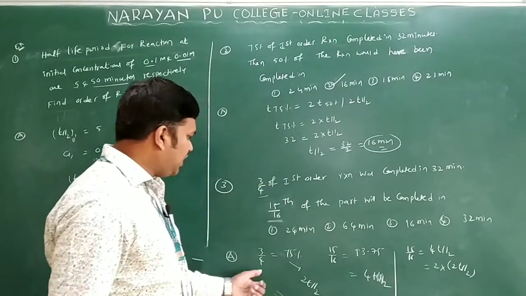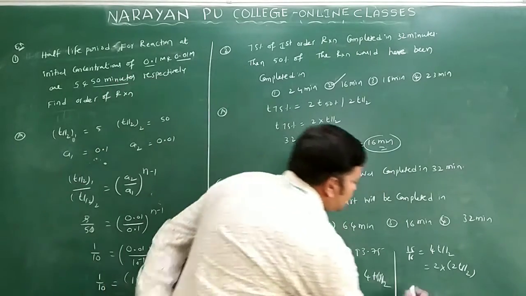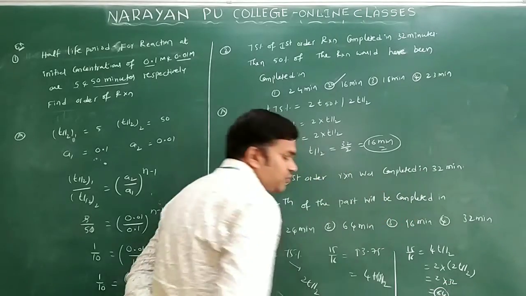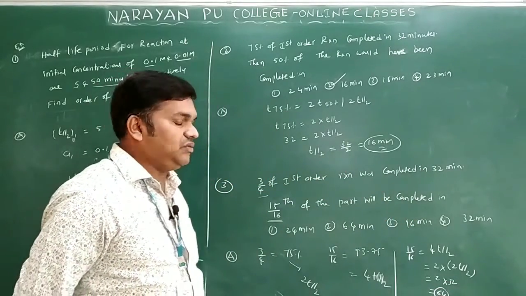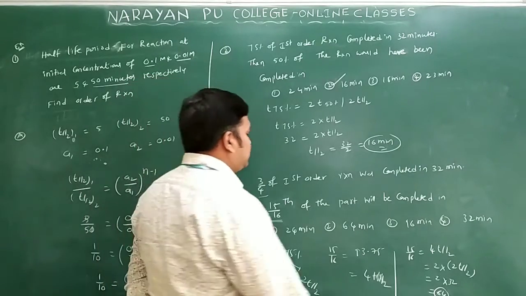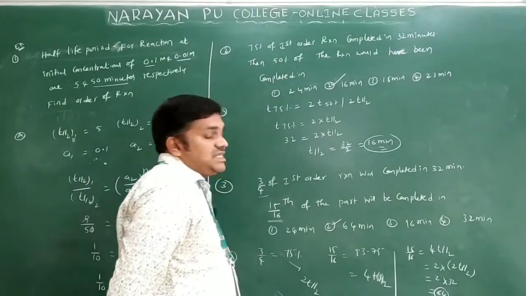So what is 2 T of time is given? That is given after 32 minutes. So you will write here 2 into 32. How much we have? 64 minutes. So 15 by 16 is what to complete what here? 64 minutes. So this is regarding question number 3. So what is the option we will take? We will take option 2, that is 64 minutes.